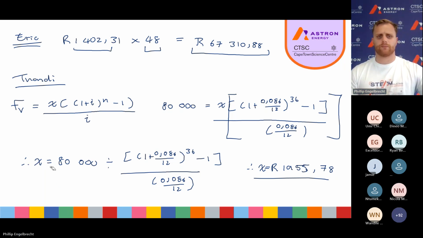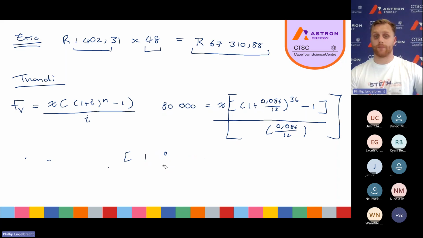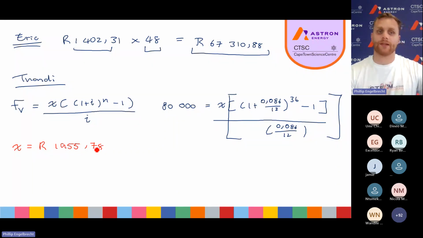Okay. But I'm going to rub out this. Okay. Just so it becomes a little bit easier and I have a little bit more space to write on my page. So there we go. I'm going to just change my color. So I know that the amount that Thandi pays per month is 1,955 and 78 cents. Now, how many months does she pay for?